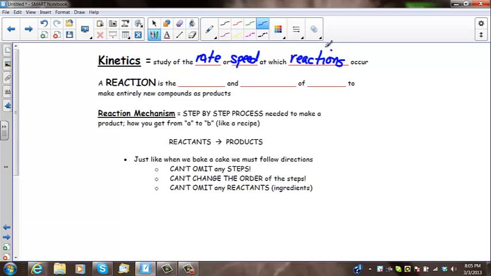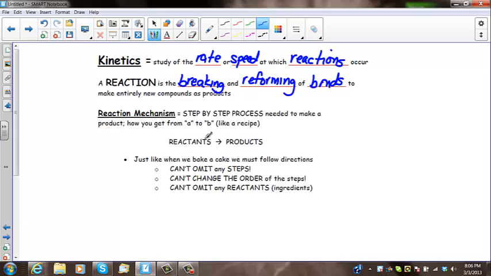A reaction is the breaking and reforming of bonds to make entirely new compounds. And a reaction mechanism is a step-by-step process needed to make a product. So basically how you get from point A to B. It's kind of like a recipe.